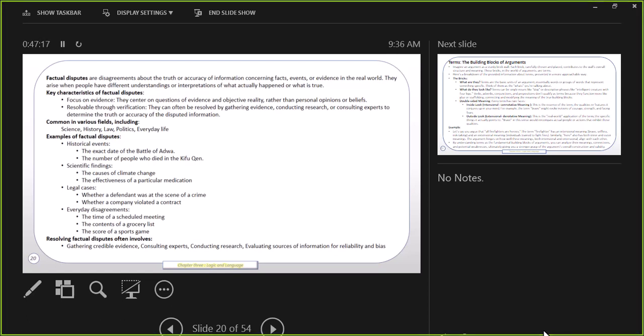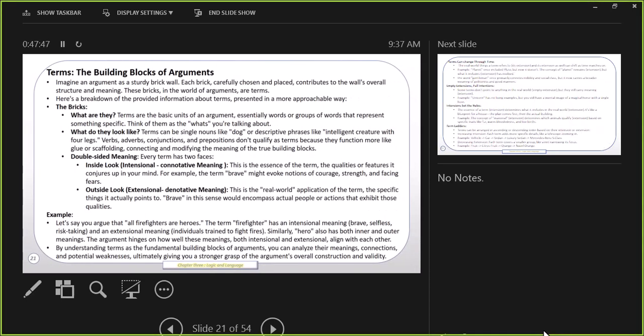Examples are in historical events, scientific events, legal events, everyday disagreements. We can resolve factual disputes through gathering credible evidence, consulting experts, conducting research, and evaluating sources of information for reliability and bias, right? So factual disputes, as the name implies, arise as the result of differences in fact, whereas verbal disputes are not because of fact, but because of disagreement over vague and ambiguous expressions and because of the existence of presuppositions, assumptions, and cultural differences.